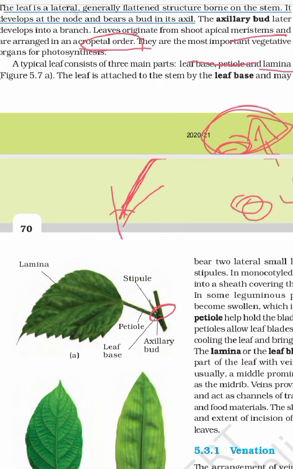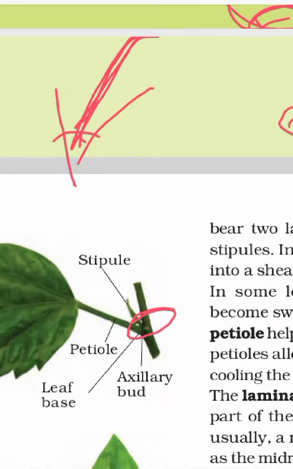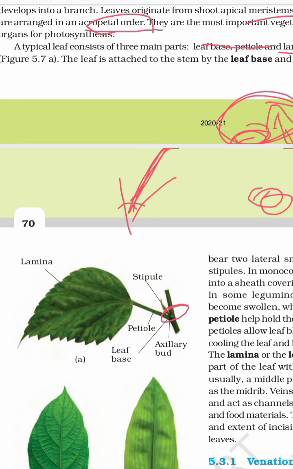Leaf base is the lowermost part of the leaf. It is joined to the node of the stem. Node means the point over here. In pulvinate leaves, the leaf base is swollen and is called pulvinus. So what do you mean by this new term? Pulvinus means at the leaf base there is one swollen, thickened part, shown over here. It is an important thing for MCQs.